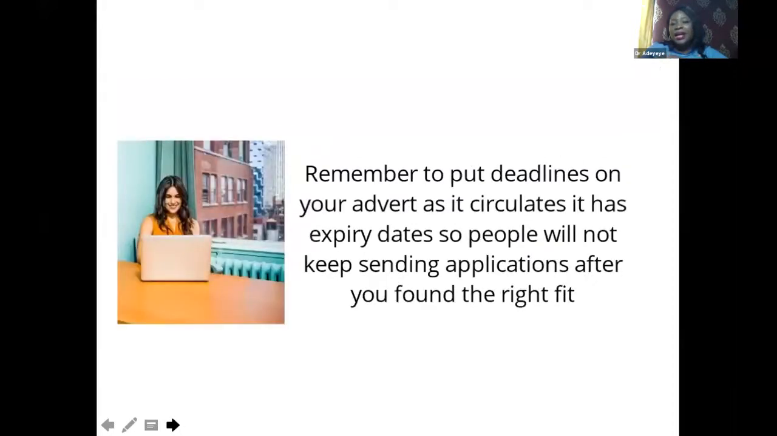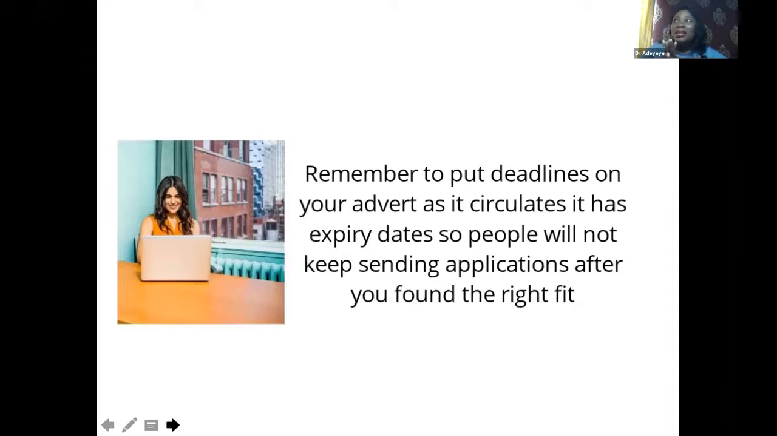Hey, dear business owner, I have this important announcement for you. Please look at your screen and read what is there. This is very, very important. Do you know why it's important? It's important because many people send adverts out there, but they will not put a deadline.